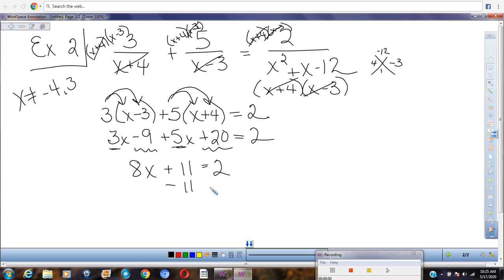Subtracting 11 to the other side, we have 8x equals negative 9. And dividing both sides by 8, x equals negative 9 over 8. And we want to leave that as an improper fraction. Now, we have to check to see, is this negative 9 over 8 one of our restrictions? It is not, so this is a good answer.